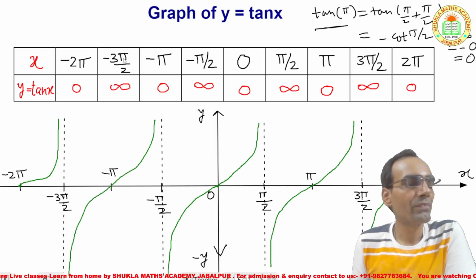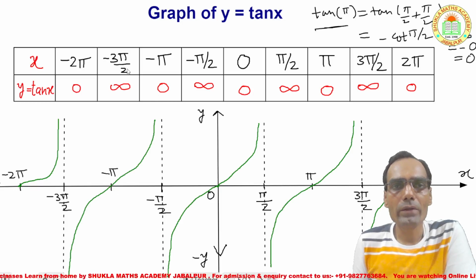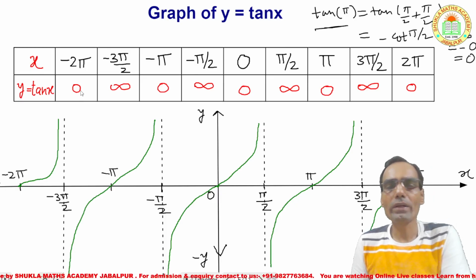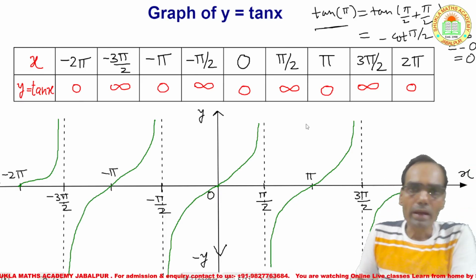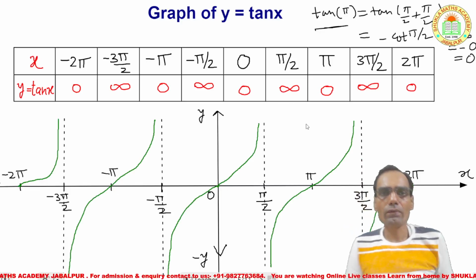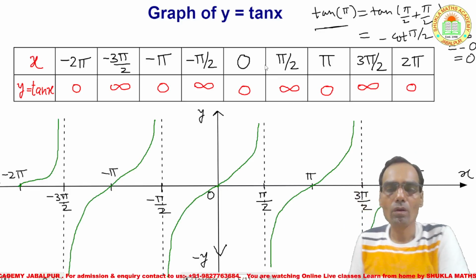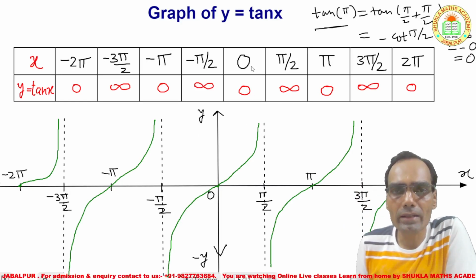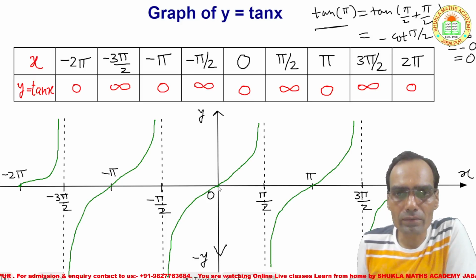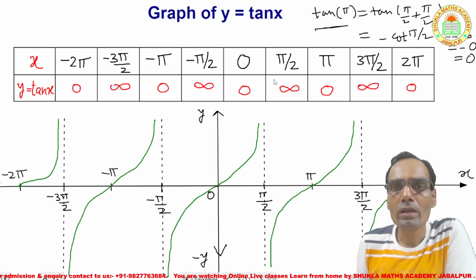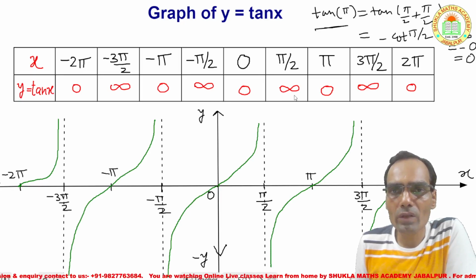And similarly at the point minus 3 pi by 2 the value of tan is infinity, and also at minus 2 pi it is 0. Okay, and after that we will draw the graph of the tan x function. Now see that at 0 the value is 0, so it is 0 at the origin, and at pi by 2 the value will be infinity.